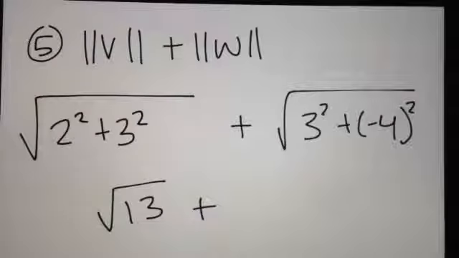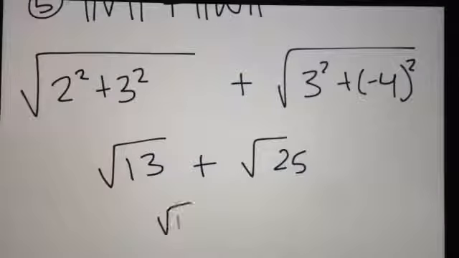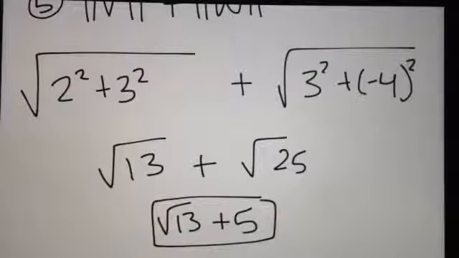And 3 squared plus 4 squared, so that's 16 and 9, which is 25. So this is the square root of 25, which is just 5. And so I would say that these two magnitudes added together is the square root of 13 plus 5.